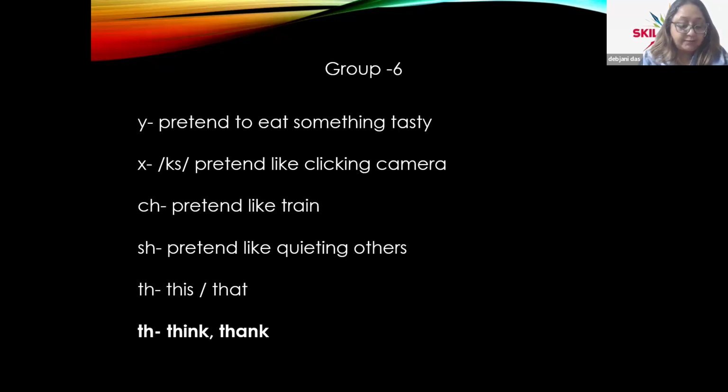We'll be starting today with group 6 and group 7. The first sound of group 6 is "y", yeah, yeah. The second one is "x", which sounds like when you click a camera. Then the CH, it's a digraph, so you have to pretend like a train.